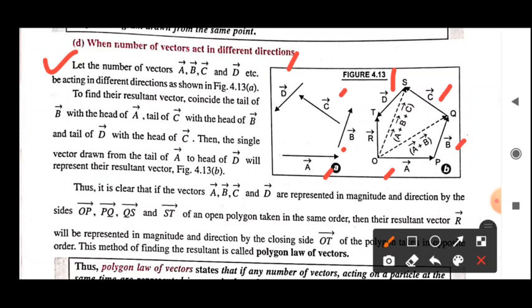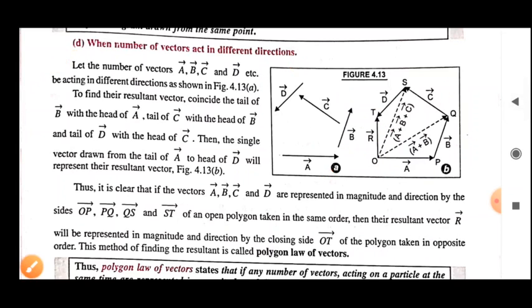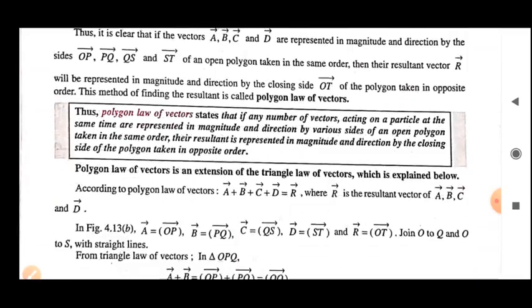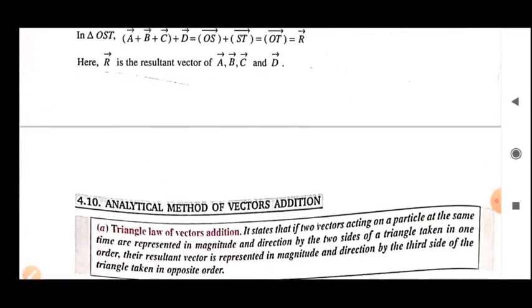Now what you have to do is join the tail of the first one, A, and the head of the last one, D. So this vector that you are seeing at last represents the resultant vector. This is called the polygon law of vectors. So I think the polygon law of vectors is also now clear to you.